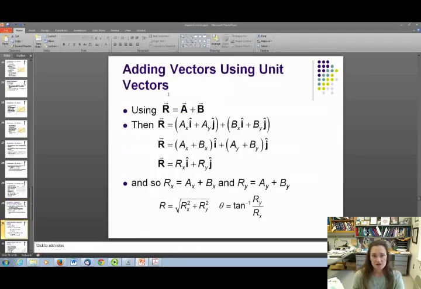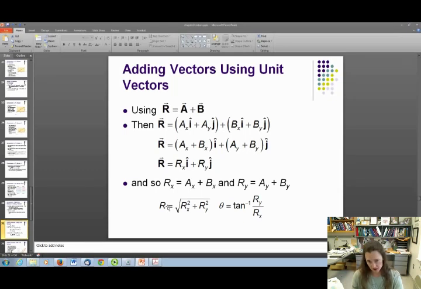So if you want to add two vectors to get a resultant vector, I'm going to call my resultant vector R, and the vectors that I'm adding A and B. To find your R vector, you add the x components together, so it's Ax plus Bx, and that gives you your new Rx component. And you add Ay plus By, and that gives you your new y component.